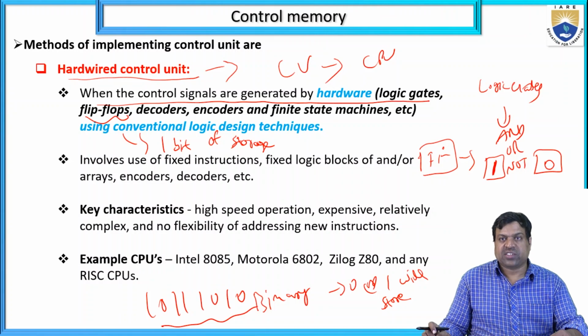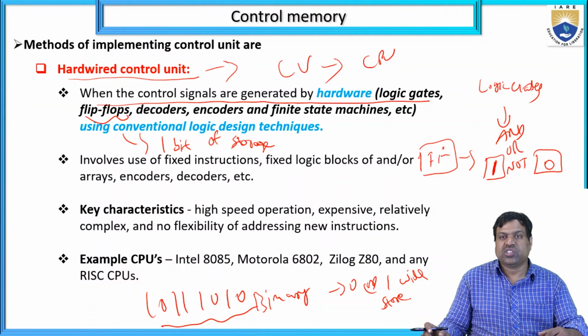And what are the key characteristics? When I'm using these hardware control units like logic gates, flip-flops, finite state machines, decoders, encoders, there are high-speed operations, but they are expensive, relatively complex, and have no flexibility for adding new instructions.